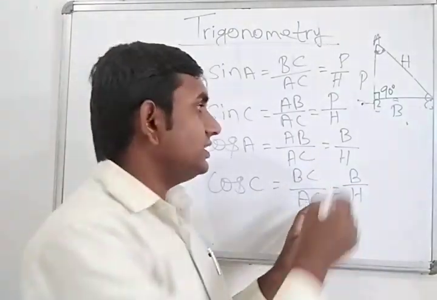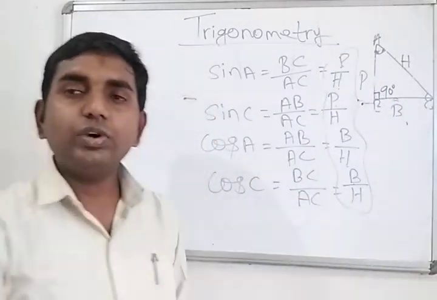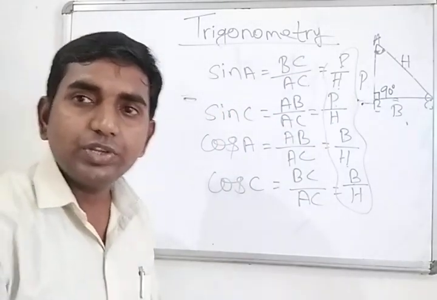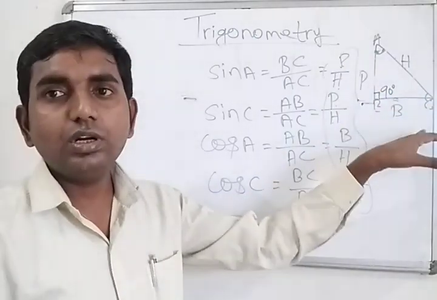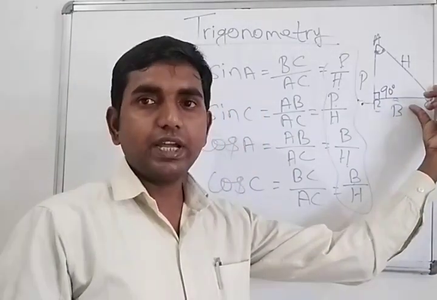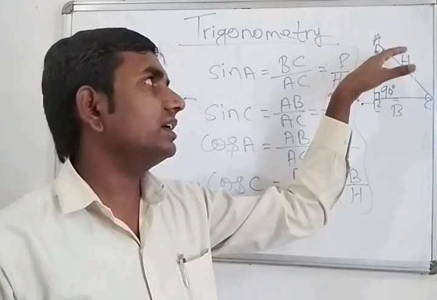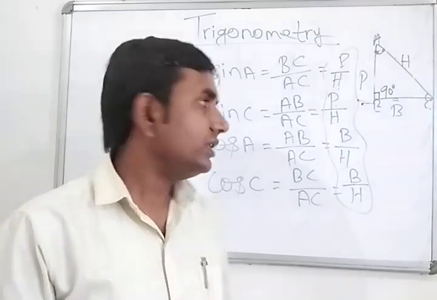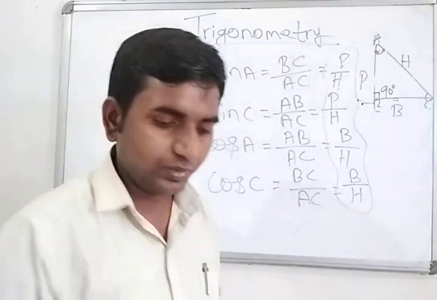Here we find out that the ratio is the same in all cases: P by H, P by H, B by H, B by H. Okay. But here the side is changed. Why? Because with comparison to the angle, the perpendicular and base both change. Okay. The opposite side of the angle is the perpendicular. Here, for C, we have to assume this is the perpendicular. In angle A, we have to assume this is the perpendicular. Okay, in this way we can easily find this ratio: sine, cos, tan, everything.